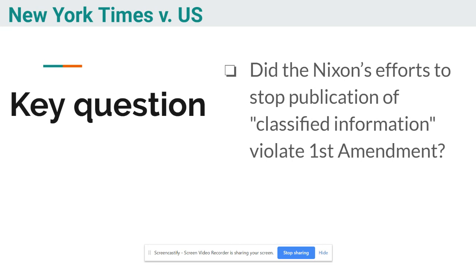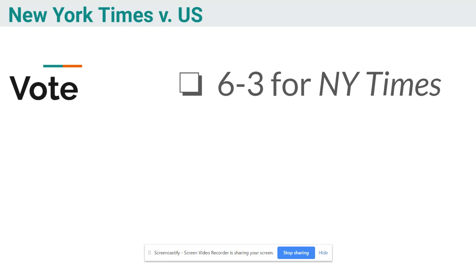Key question: Do Nixon's efforts to stop publication of classified information violate the First Amendment? Now, by the way, there are other cases where the government may stop publication of something and it's not a violation of the First Amendment. But in this case, what Nixon tried to do to stop the Pentagon Papers from being printed, is that a violation of the First Amendment? And the New York Times wins 6-3.